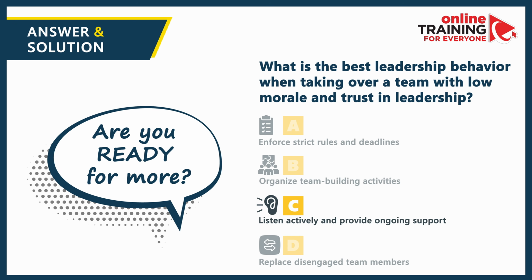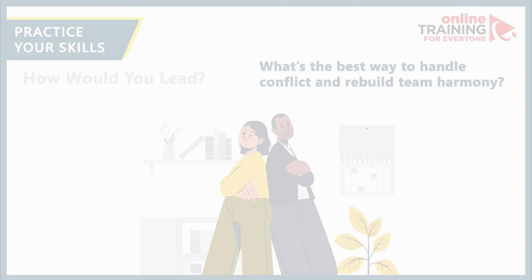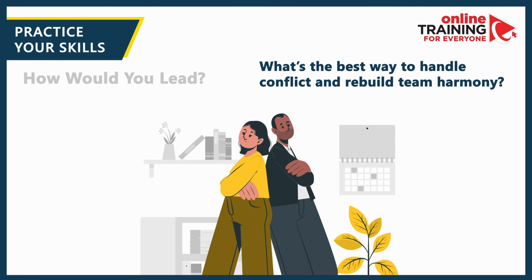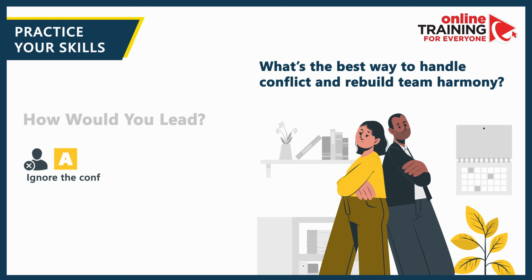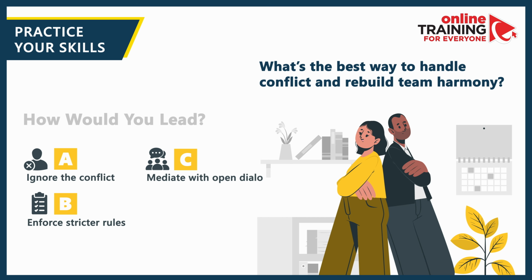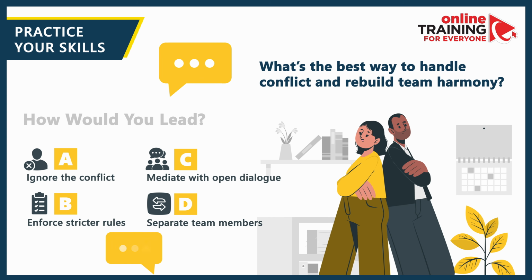Are you ready for more? Try this question to see how you would do. What's the best way to handle conflict and rebuild team harmony? Your choices for the answers are choice A, ignore the conflict, choice B, enforce strict rules, choice C, mediate with open dialogue, and choice D, separate team members. After you've selected your final answer, post it in comments and I'll share my feedback. Enjoy solving this cool leadership problem.